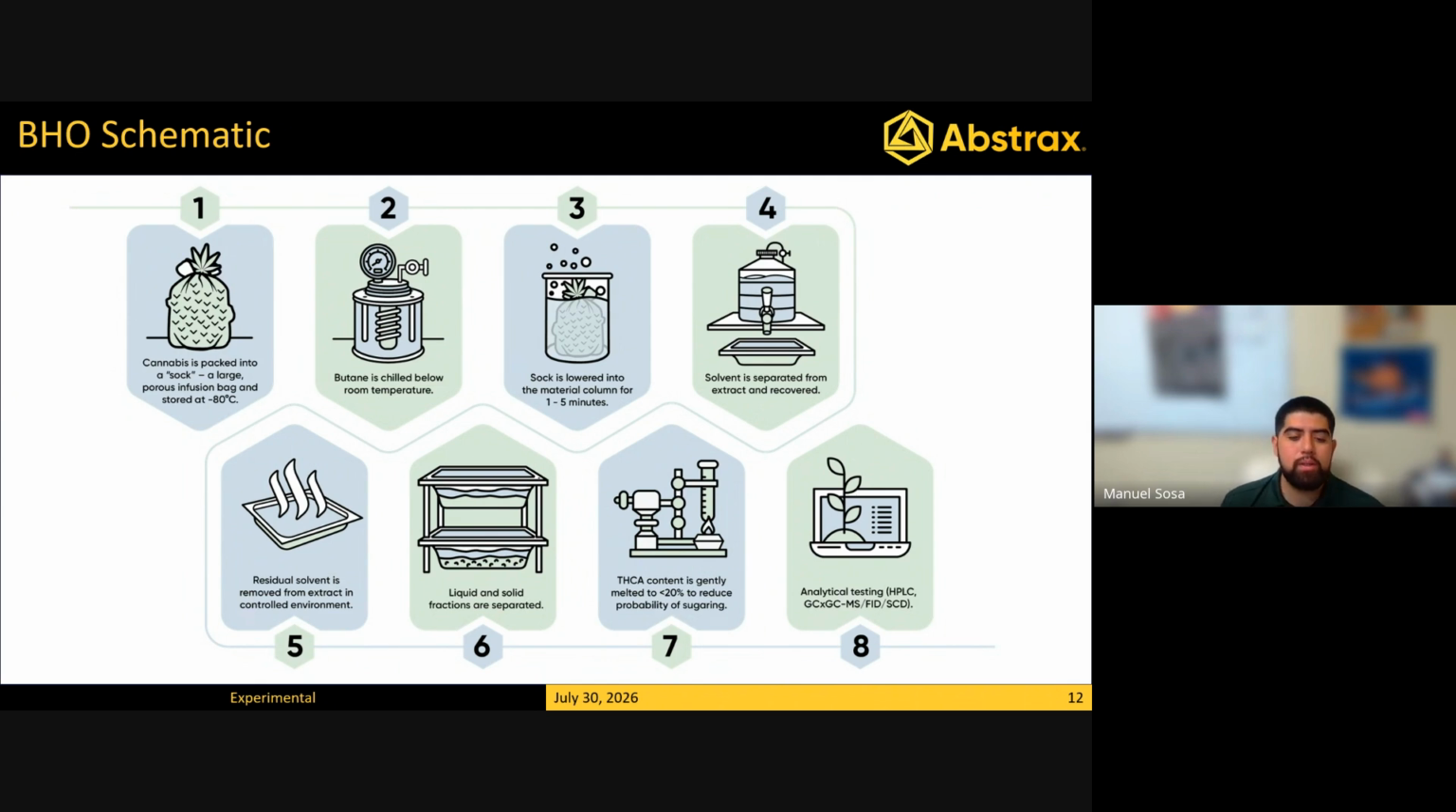During step five, you have step six, where a lot of your solids start crashing out into solution. This solid is mainly THCA, or sugar. After that, you separate the two fractions, and we gently melt the butane hash oil so that all THCA left in there is below 20%, converting the THCA into THC. We do multiple HPLC tests to make sure it falls within that lower than 20% range, so that it doesn't crash out into solution again, especially in an end consumer product.